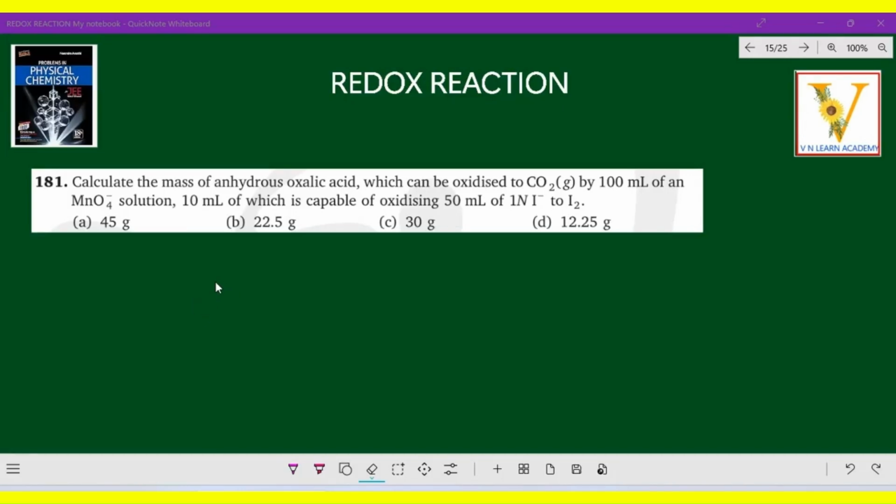Dear students, today we are going to see some more interesting and important questions from Narendra Avasthi sir's physical chemistry, redox reaction. Come on, let us discuss a few more questions from this session.